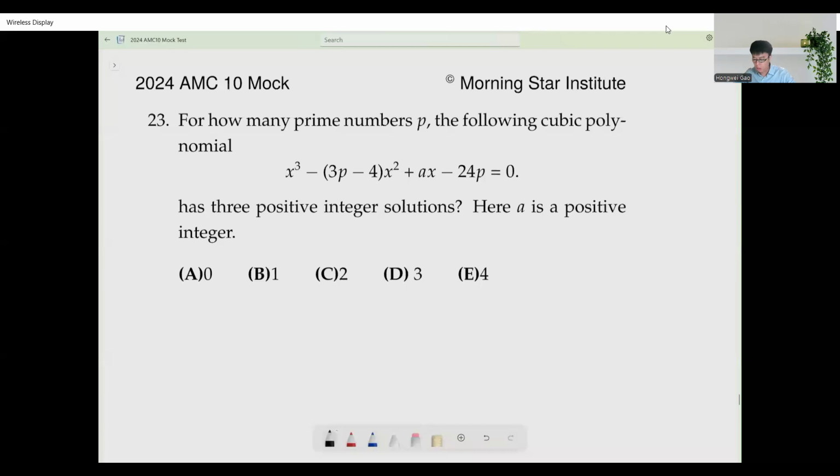Question 23. For how many prime numbers p does the following cubic polynomial have 3 positive integer solutions? Here a is a positive integer. So here let's review the formula for cubic polynomials.